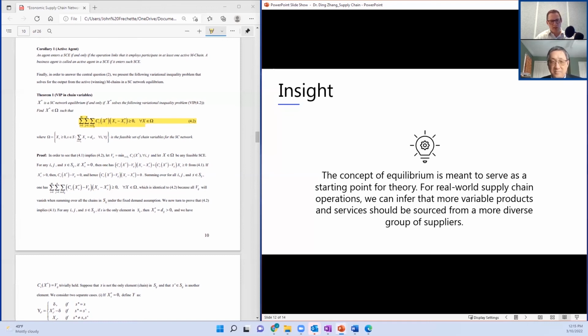So in the case of equilibrium, we know all winning supply chains are those with the lowest total marginal costs. One example of an application of this is that in real world supply chain operations, we can infer that more variable products and services are inherently more variable than products generally. We can infer that those should be sourced from a more diverse group of suppliers. It's rational to do so.